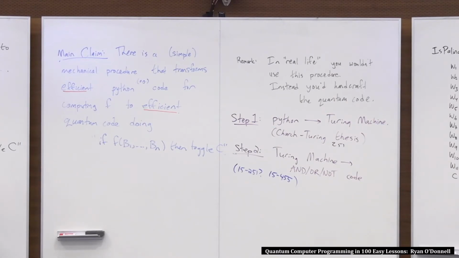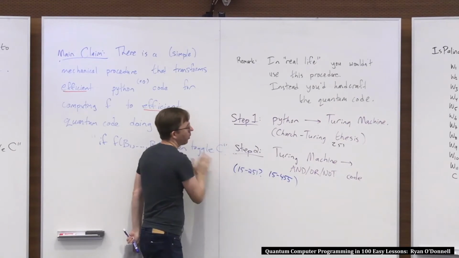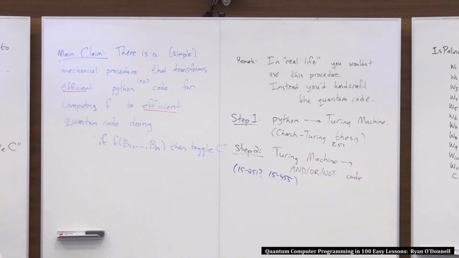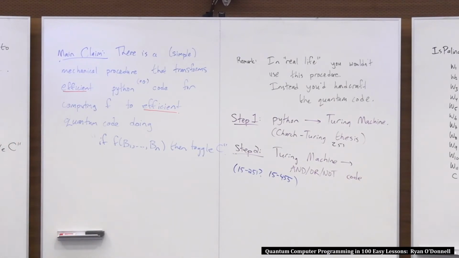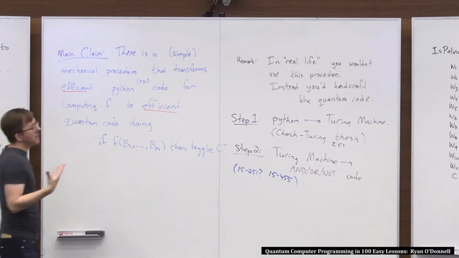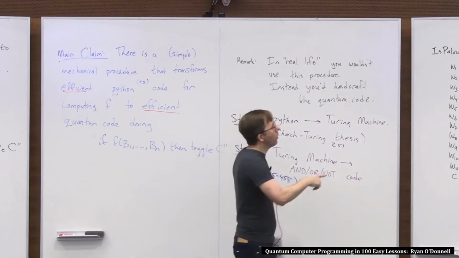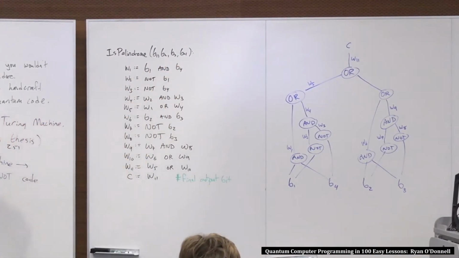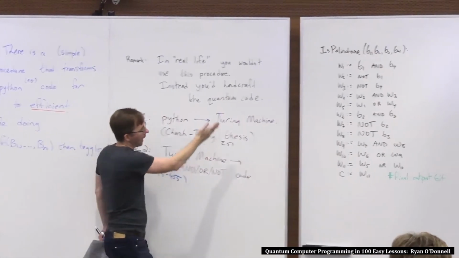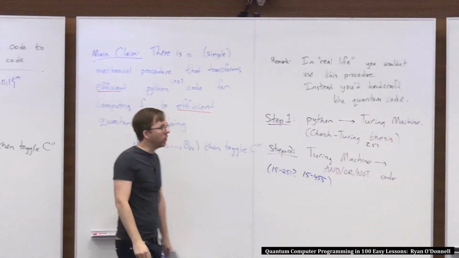Okay, so I'm basically not going to talk too much more about these steps. I'm just going to assert that they can be done. Basically, by virtue of the fact that, for example, we know there's some simple Python code that can check if a 4-bit string is a palindrome, you should be able to make some AND/OR/NOT code that similarly computes whether or not a string is a palindrome.